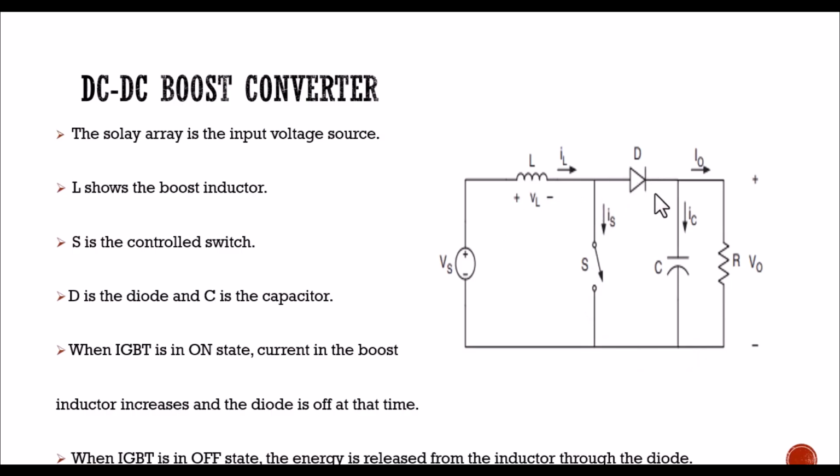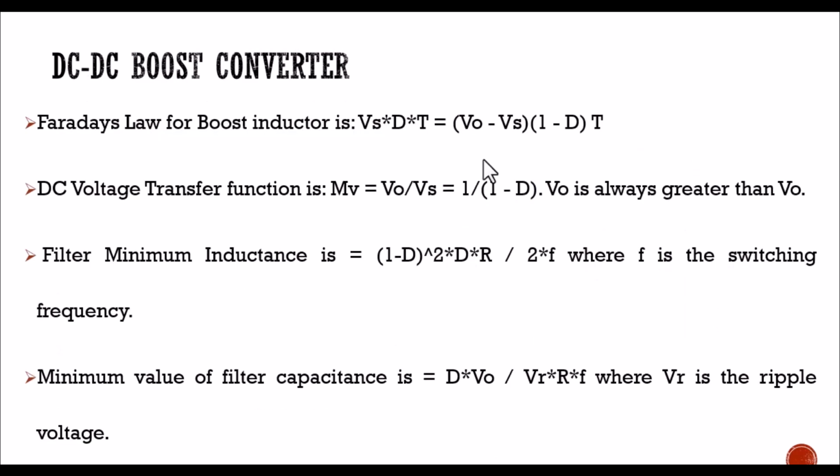Actually, when it is in the on state, the current will flow in this form, and the diode will be in the off condition. When the IGBT is off, the inductor will release the energy and the diode will behave like a short circuit. So these are the different formulas used in this discussion.